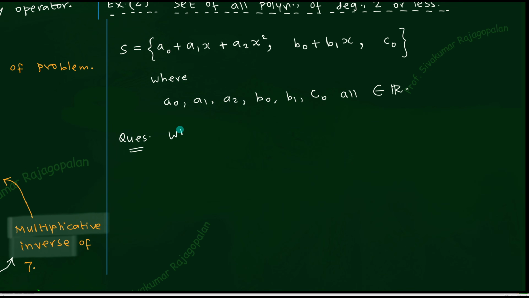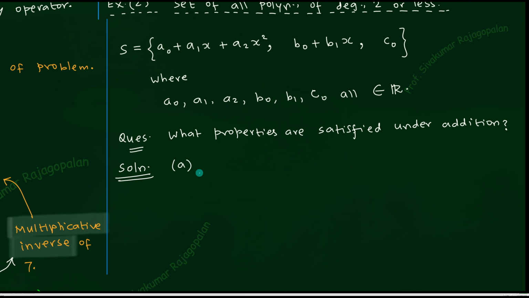The question is, what properties are satisfied under addition as the operator? Because the operator should be given to you, otherwise you don't know what to do. So in this problem, addition is the operator given to you. If the operator is given and the set is also given, then the question is, which properties are satisfied? Because you already studied A, B, C, D, E, so many things, so you have to tell which of the properties are satisfied. So let us now see. It is very easy. We can quickly see now.